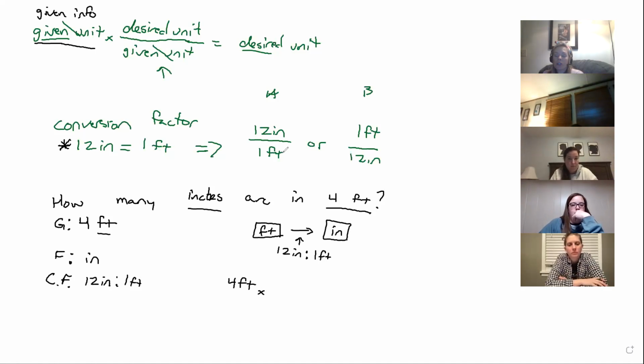Now, which direction am I going from? Well, I want to go from feet into inches. So the unit that I'm starting with always has to go on the bottom. So if feet is on top here, I want feet to go on the bottom here. And then inches is going to go on top. Now I need to fill the numbers in. So we're using this first guy here: 12 inches for every 1 foot.